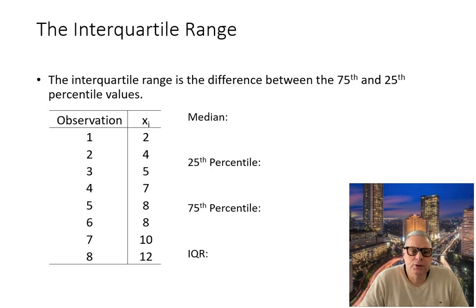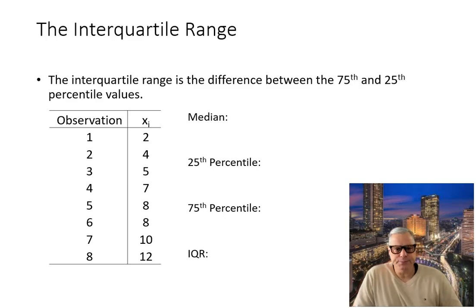Okay, let's now talk about another measure of dispersion, which is the interquartile range. And that's technically the fourth statistic for a measure of dispersion. So we already know the range. The range is the difference between the maximum and the minimum value. We already know the variance. The variance is essentially the average squared deviation from the mean.